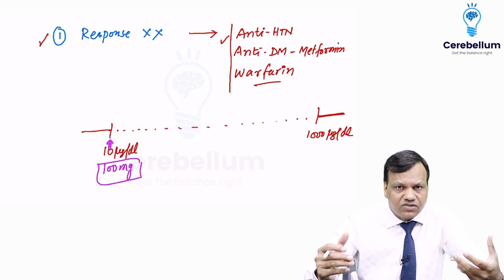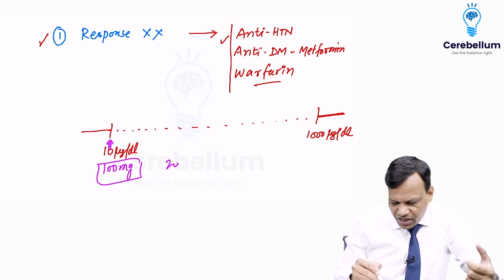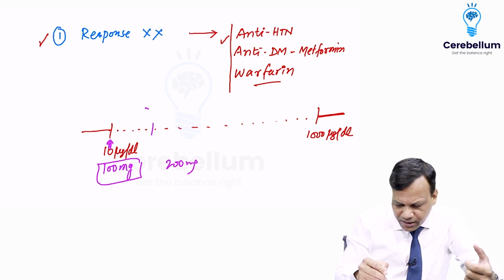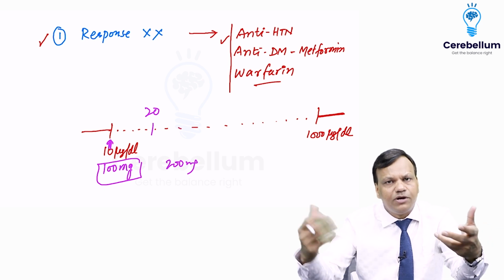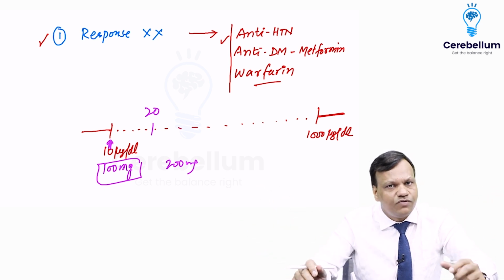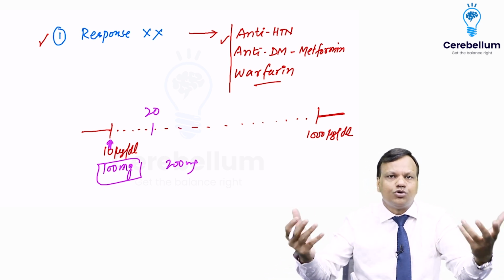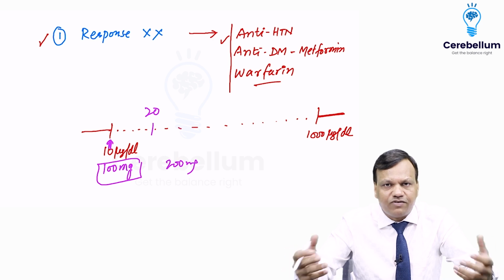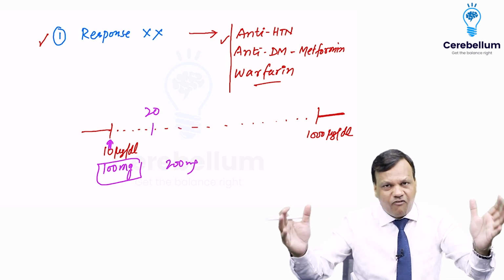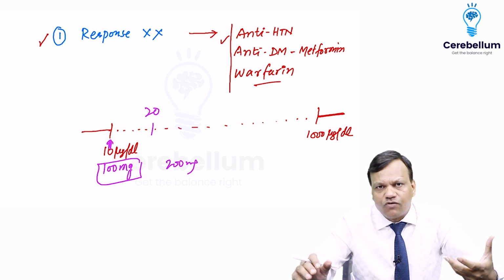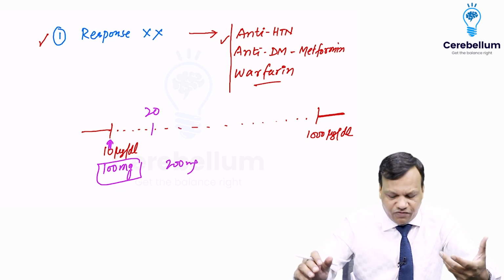But who has stopped us? We can always give 200 milligram. If we give 200 milligram, it will be near 20, maybe 15, maybe 25, maybe 30. So we all are safe. So if a drug is so much safe, then there is no need of doing TDM. If a drug is very, very safe, wide margin, then there is no need of doing TDM. Simply we will give a high dose of the drug.